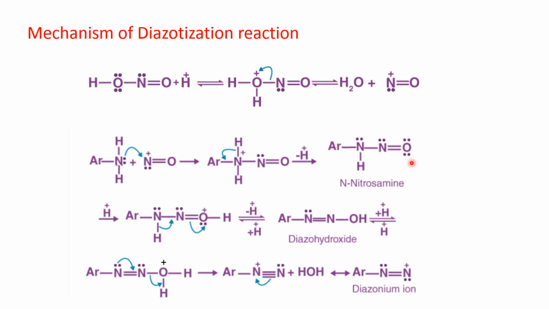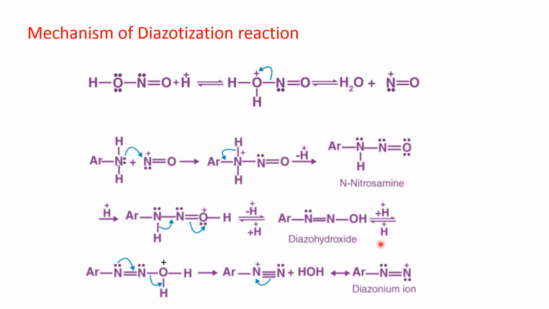Now, next what will happen? In the next step, one more H+ is added to the lone pair of electrons of oxygen. So what happened? Oxygen becomes positively charged. When oxygen is positively charged, this electron pair shifted here to neutralize it. If the electron pair shifted here to neutralize this one, then this nitrogen will be positively charged. So this H+ is removed. That means here you will get the double bond.